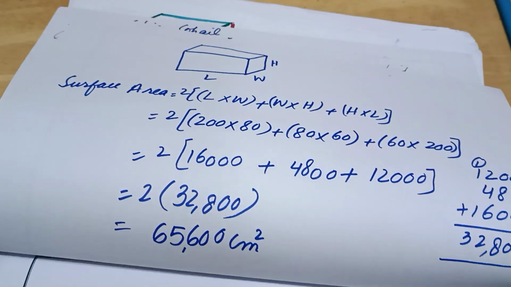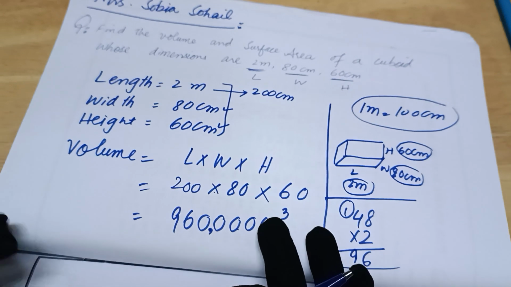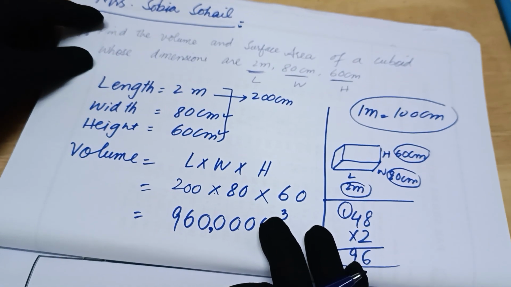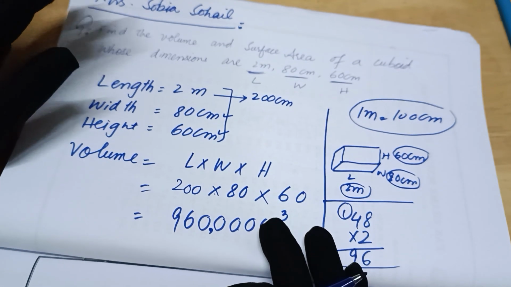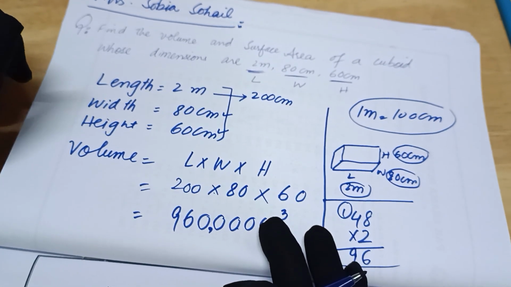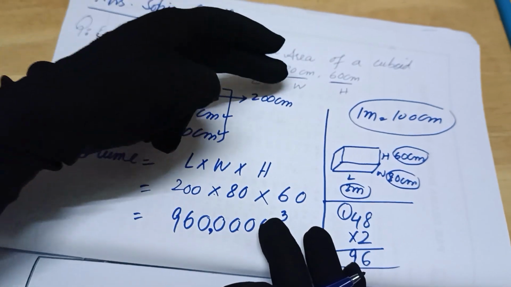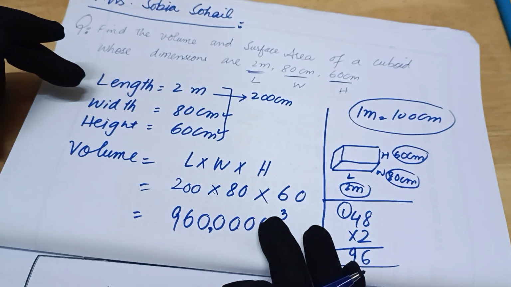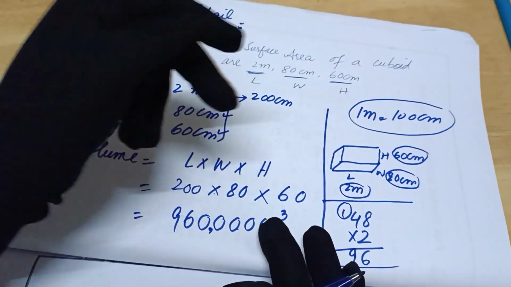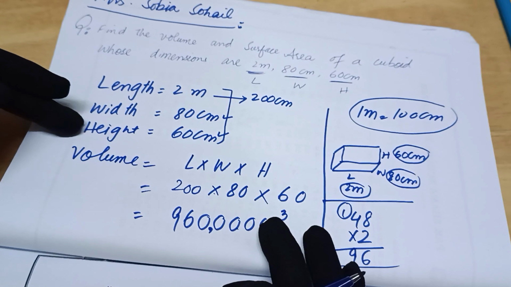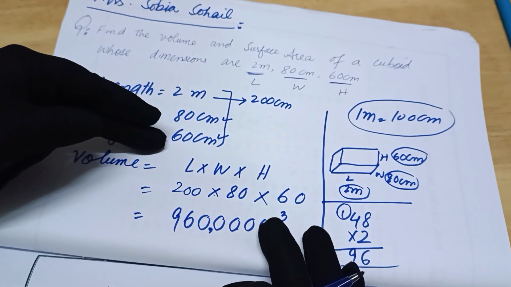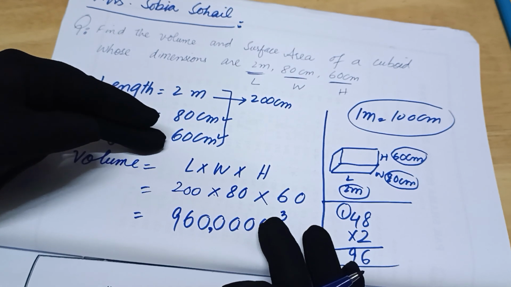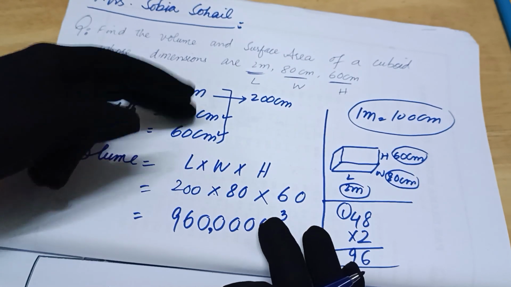Again, I will repeat this question from the previous one: find the volume and surface area of a cuboid whose dimensions are 2 meter, 80 centimeter, 60 centimeter. Dimension means the measurement of the edges: length, width, height. First check that they are all in the same units. We always try to calculate in the same units.